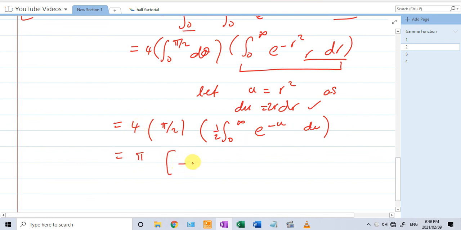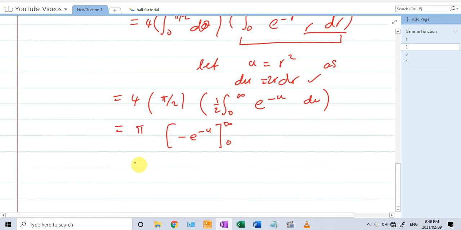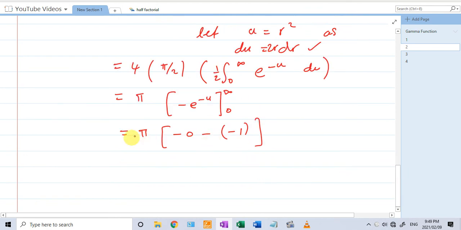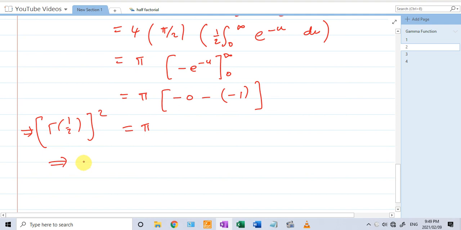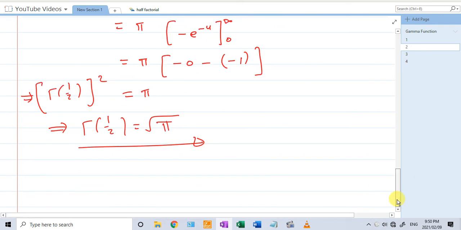Integrating this will give me negative e to the power negative u from 0 to infinity. So what we have is pi into, if I substitute infinity here, I'm getting negative 0, minus, if I substitute 0 here, I'm getting minus 1. So all I have here is 1 times pi, which is equal to pi. So here it is, guys. Gamma half all squared is equal to pi. This implies that gamma half is equal to square root of pi, which is amazing.